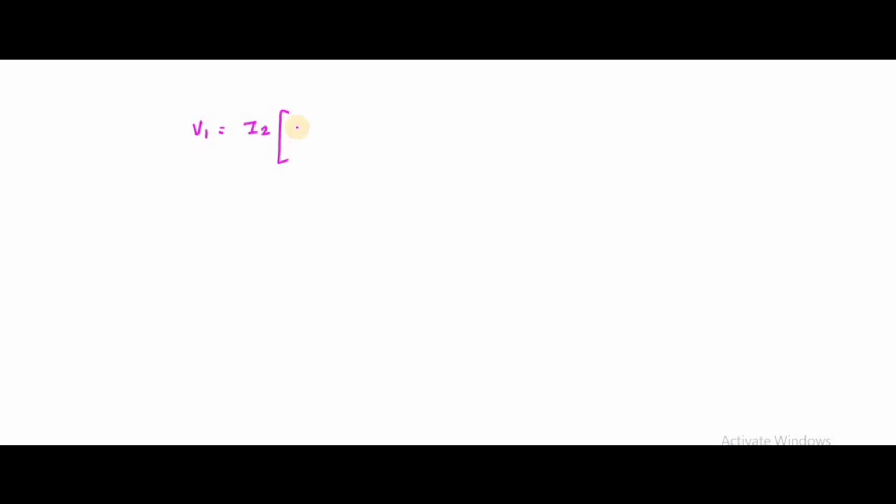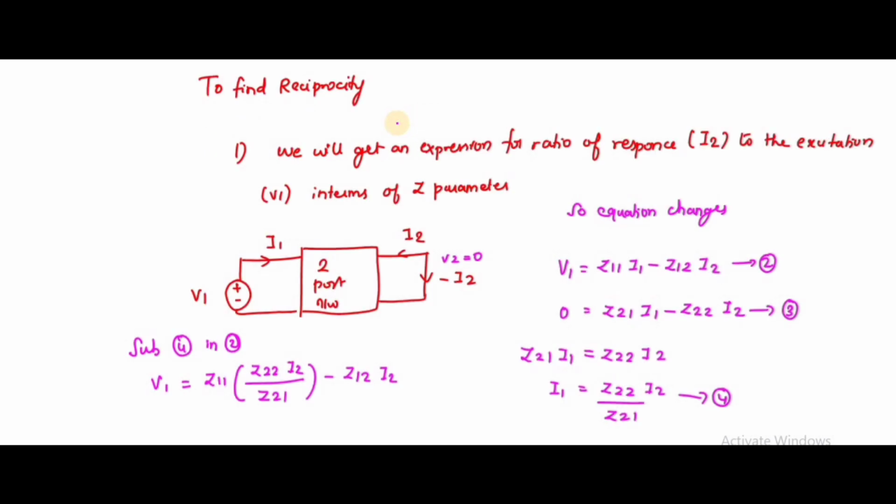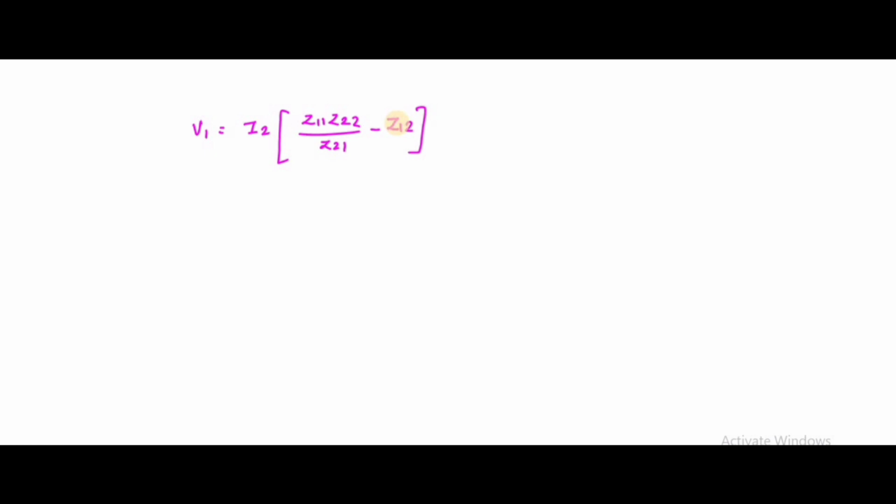So here V1 is equal to I2 into Z11 Z22 divided by Z21 minus Z12. So what is I2 by V1? I2 by V1 is equal to Z21 divided by del Z.